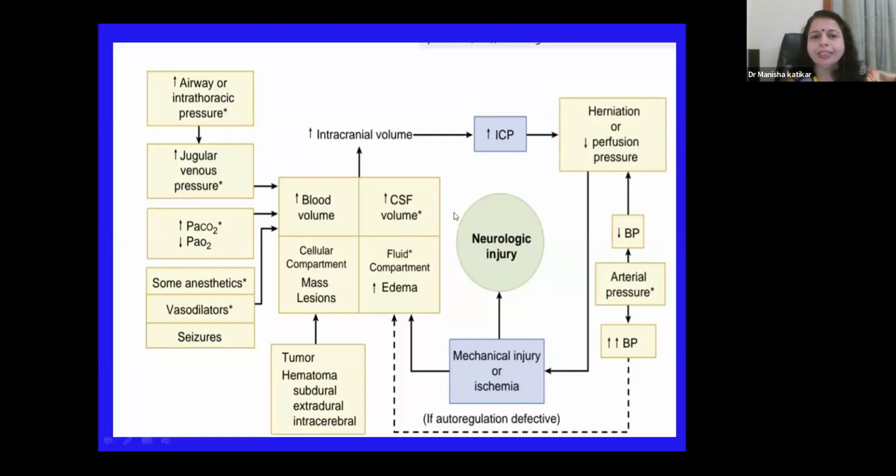So as you can see, an increase in the size of the brain, an increase in the blood volume, or an increase in the CSF volume can all lead to raised ICP, neurological injury, and there is a risk of cerebral ischemia.